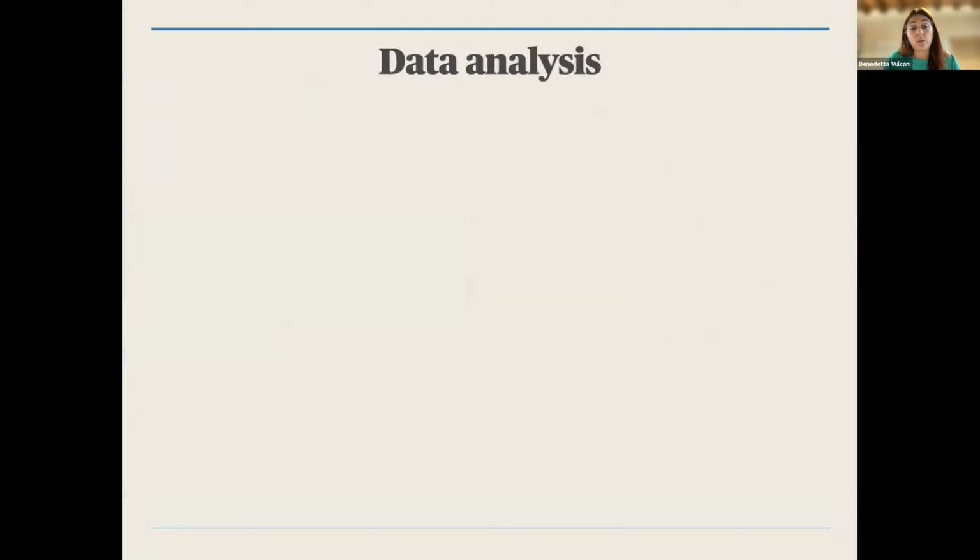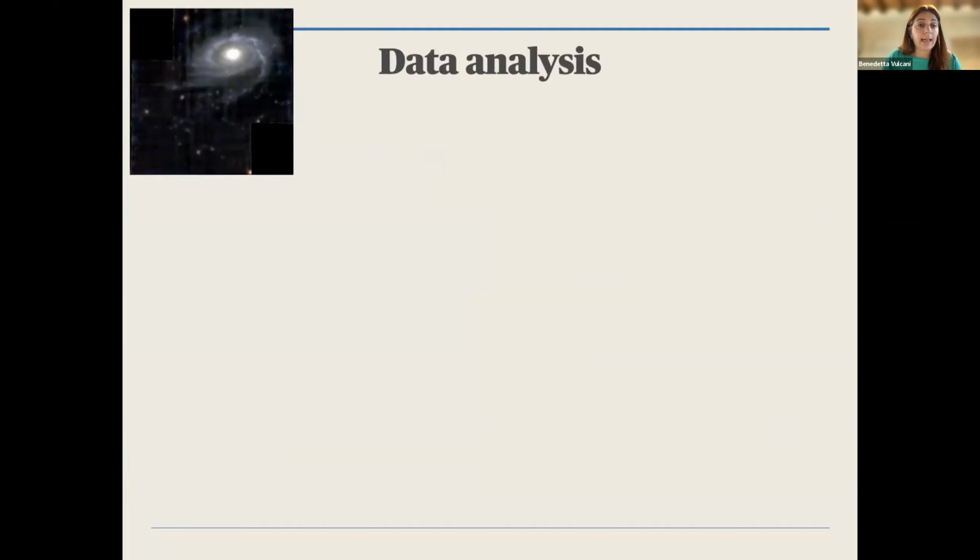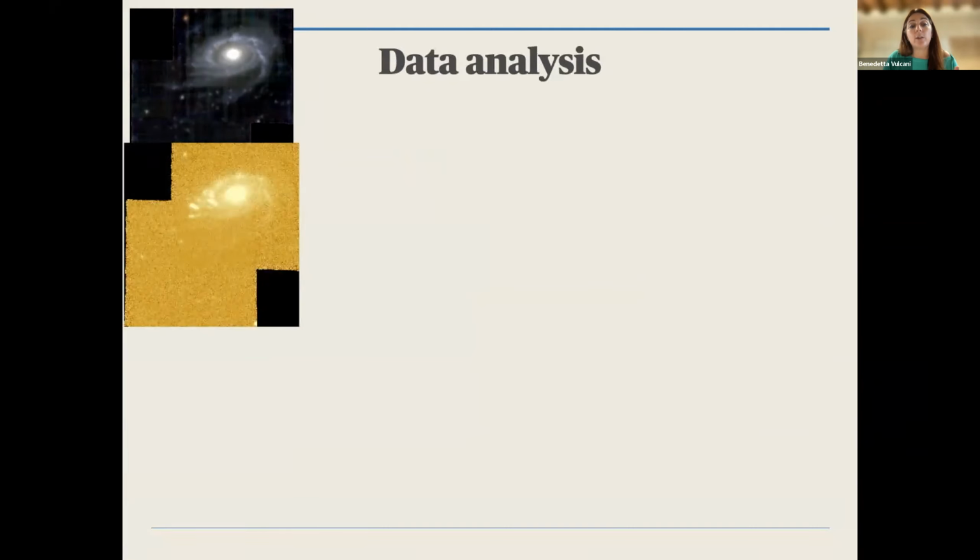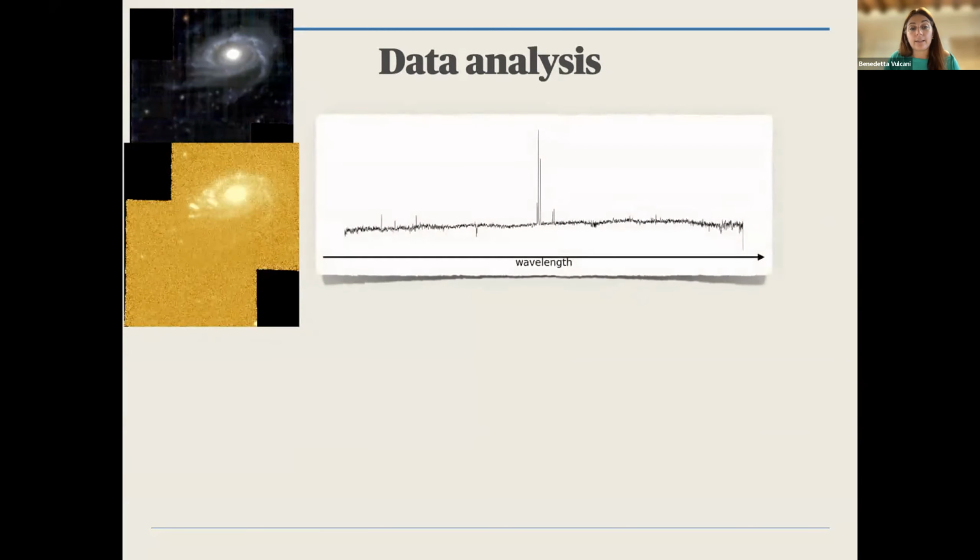How does the strategy work? So we selected these galaxies. This is just one example. Then we observe it with MUSE, and we have a so-called data cube. At each position of the galaxy, we obtain a spectrum like this. So we have about 100,000 spectra like this. And then we proceed with the analysis.